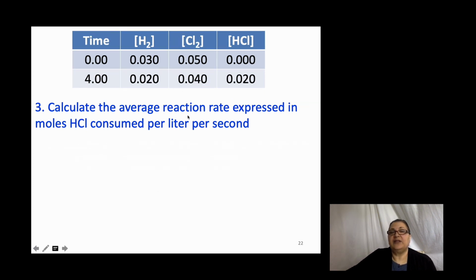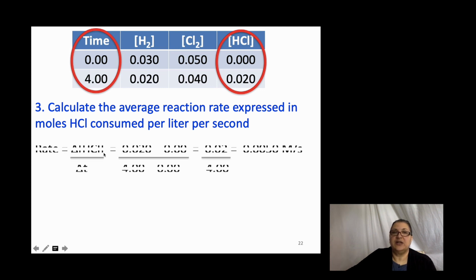All right, last, calculate the average reaction rate expressed in moles of HCl over time. So again, 0.02 is final, 0 is initial, 4 is final, 0 initial. So you just subtract and then divide. It's positive, so this is the rate of the product. It's increasing as it appears over time.